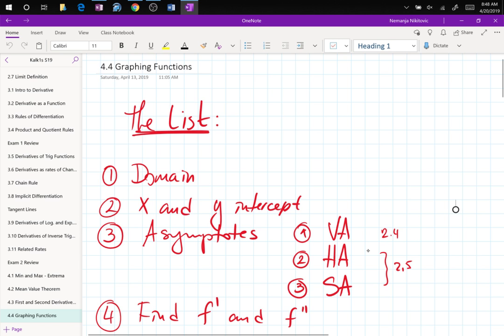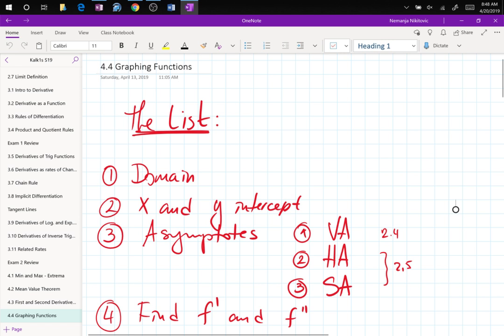Hello and welcome back to Calculus 1. This is part 2 on section 4.4 for graphing functions. So we are able to utilize all of these rules from algebra and pre-calculus and calculus to compute values and graph functions by hand.